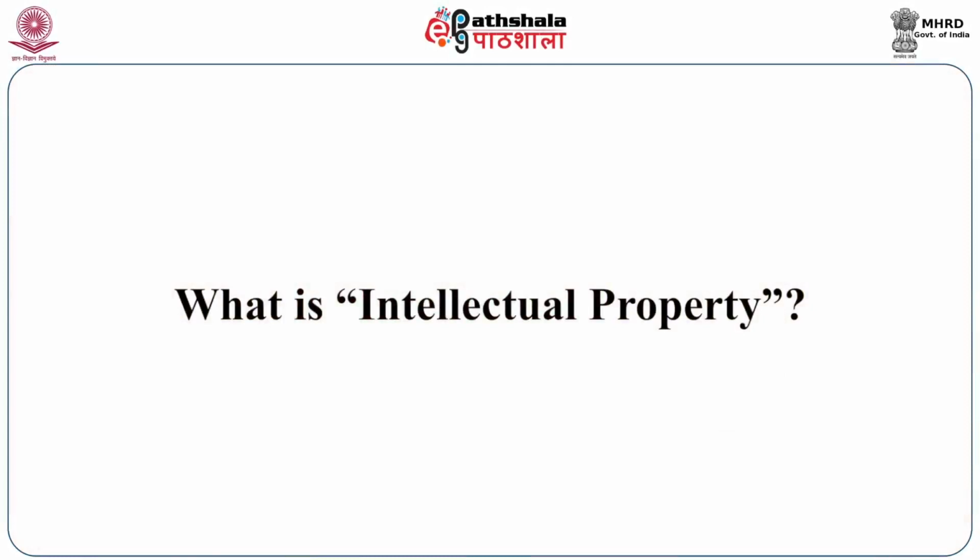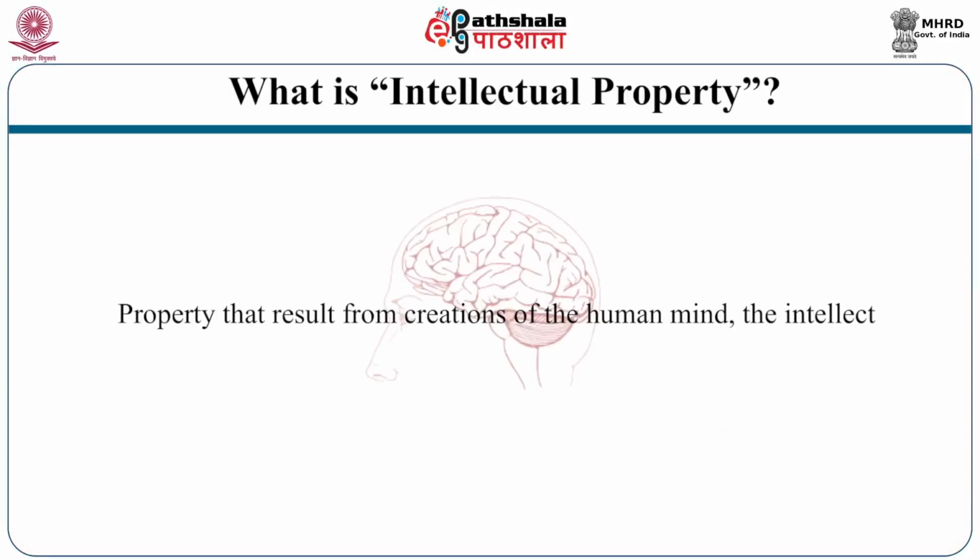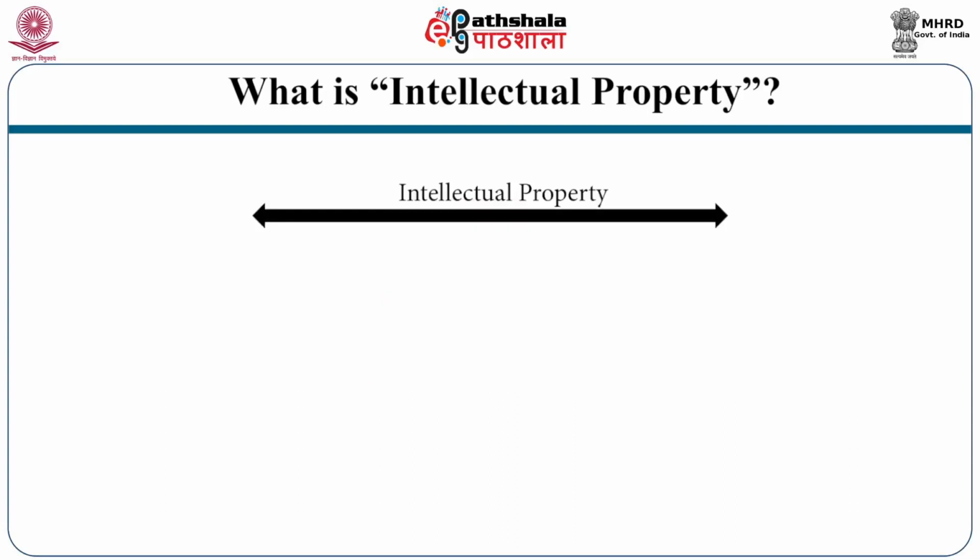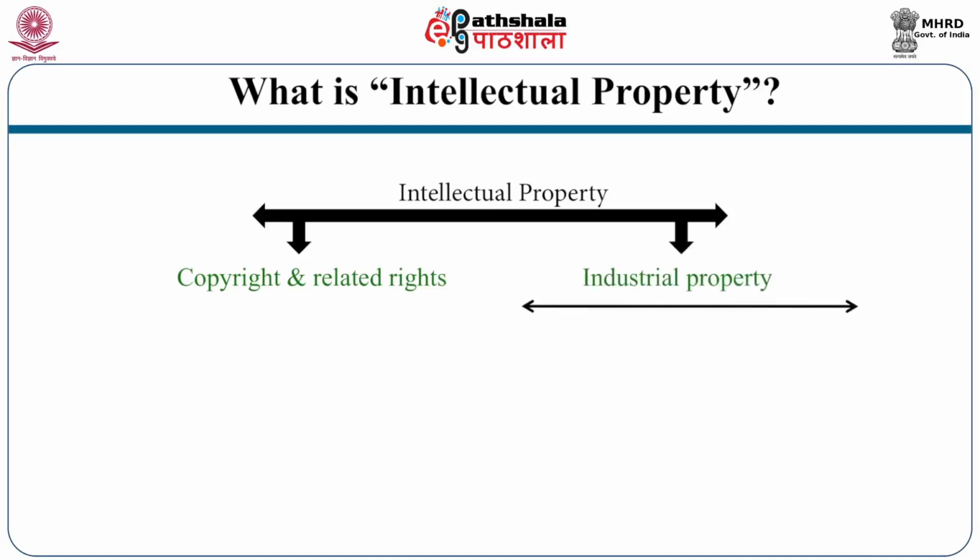What exactly is intellectual property? Actually, intellectual property is property that results from the creations of the human mind, the intellect. It can be divided into copyright and related rights on the one hand, and industrial property on the other. Industrial property covers patents, trademarks, designs and geographical indications.